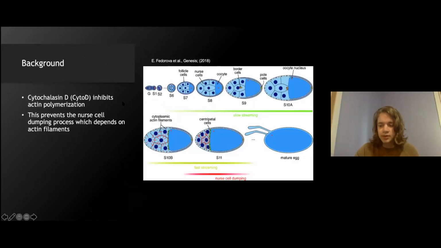CytoD has been shown to inhibit actin polymerization and therefore prevent nurse cell dumping, since we can see over here in this is a model of the stage development of Drosophila oocytes. The nurse cell dumping process is heavily dependent on actin filaments. So this CytoD inhibition also inhibits that dumping process. And since we know that nurse cells dump some of the other mRNAs that help form germ granules, including nanos, which we saw on the last slide, we hypothesized that inhibiting dumping would prevent the formation of new granules as measured by our Vasa GFP image analysis.